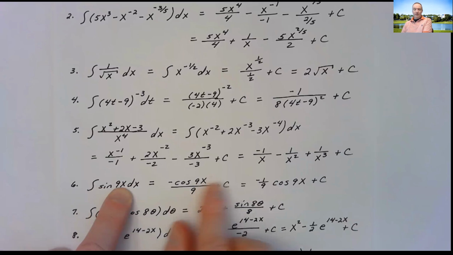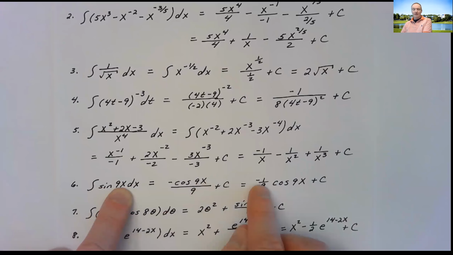It might look a little bit better to go ahead and put that out as a coefficient, call it negative 1/9 cosine of 9x plus c.